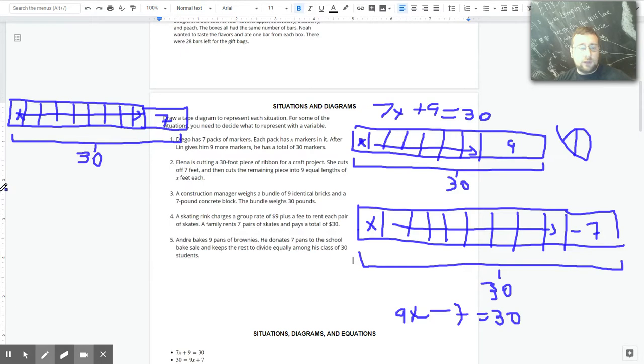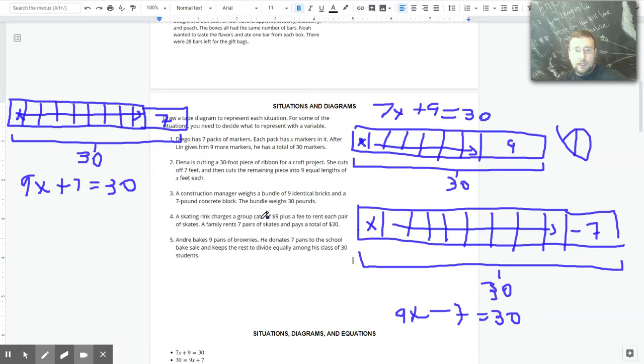That's really light bricks. But anyways, what you're going to get here would be 9x plus 7 equals 30. So in this situation, you're going to have to subtract 7 from both sides. You're going to end up with 23, and then divide both sides by 9. So it'd be 23 divided by 9 would be the weight of each of those identical bricks. Finally, I'm going to do number 4.